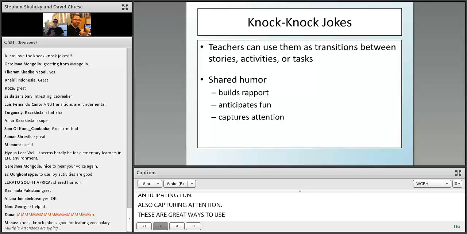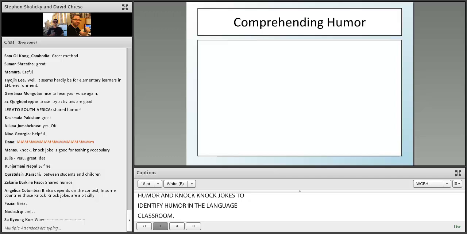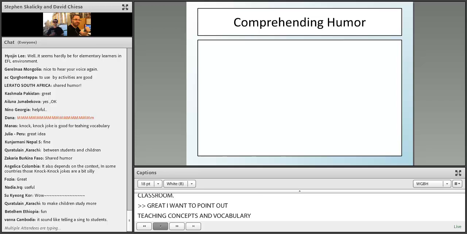Great. Before we move on, I just want to point out, some people are mentioning in the chat, we need to teach learners vocabulary and concepts like that, and that's exactly the point. Using humor allows for the opportunity to teach new words and meanings in a way that will be more memorable for the students.